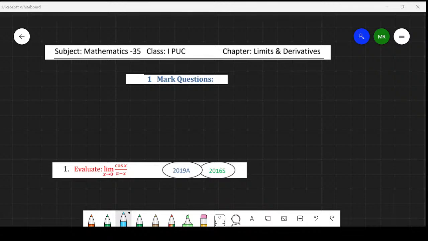Dear students, today I am going to explain the topic limits and derivatives. In the previous session, I did four topics, most important questions. Today I am going to explain the most important questions in limits and derivatives. The topic is limits and derivatives. Now all the important questions I am going to explain today.